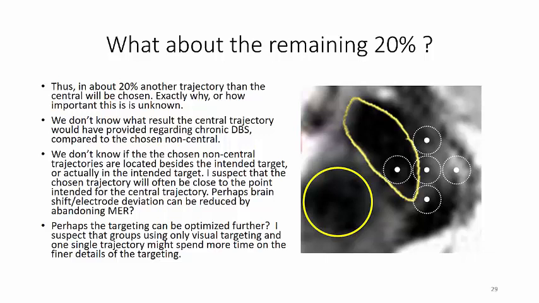I suspect that the chosen trajectory will often be close to the point originally intended for the central trajectory, and perhaps brain shift and electrode deviation can be reduced by abandoning microelectrode recording. Perhaps it's possible to optimize the targeting further. I suspect that groups using only visual targeting and one single trajectory might spend more time on the finer details of the targeting.